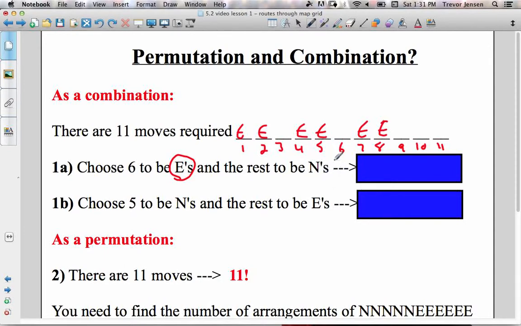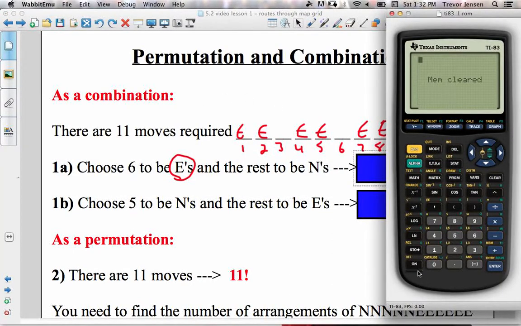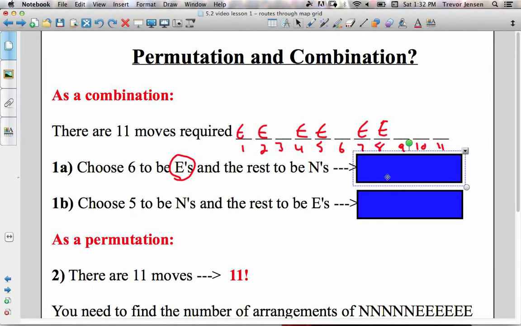So how many ways could I choose 6 of the 11 spots to be east? Well, that's a combinations problem. We would just do 11 choose 6, sorry, not 6 choose 11. Let me remind you how to find that on your calculator. We have 11 objects, and I want to figure out how many different ways I could choose a group of 6 from that 11. So you'll hit math, probability, nCr, 6. This means how many different groups of 6 could I make from 11? That answer will give us 462. And here we go, 11 choose 6 is 462.